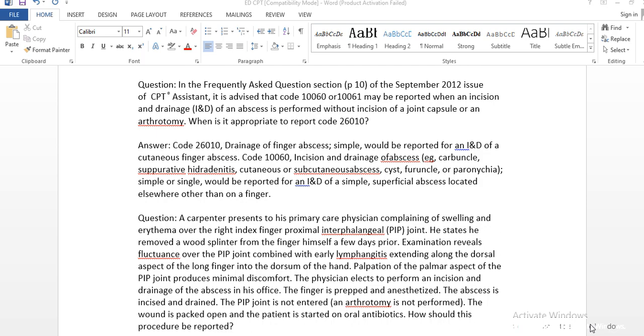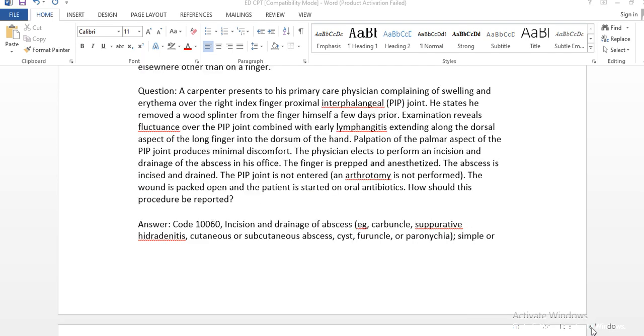So one more question is, a carpenter presents to his primary care physician complaining of swelling and erythema over the right index finger proximal interphalangeal joint. He states he removed a wood splinter from the finger himself a few days prior. Examination reveals fluctuation over the PIP joint combined with early lymphangitis extending along the dorsal aspect of the long finger into the dorsum of the hand. Palpation of the palmar aspect of the PIP joint produces minimal discomfort. The physician elects to perform an incision and drainage of the abscess in his office.